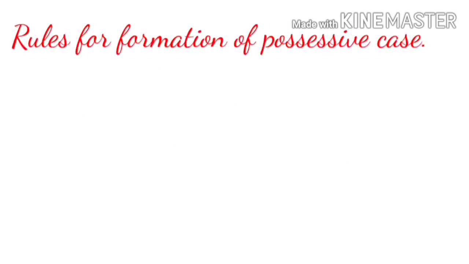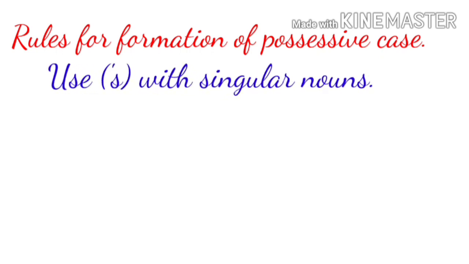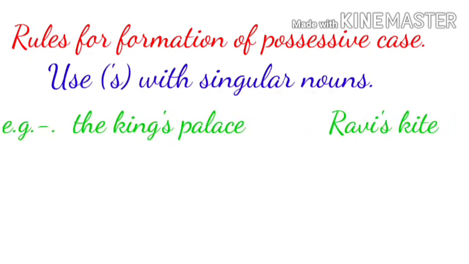Now let's learn the rules for formation of the possessive case. We use an apostrophe and s with singular nouns. The possessive case of a singular noun is formed by adding an apostrophe and s. For example, the king's palace. Here king is the singular word, and to show the belonging of the king, we put an apostrophe and s. So it becomes the king's palace.